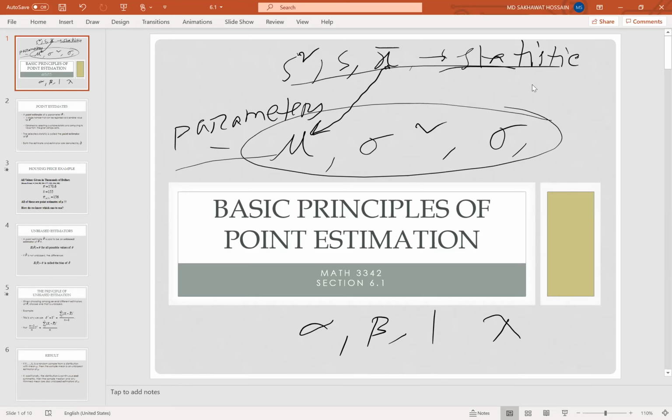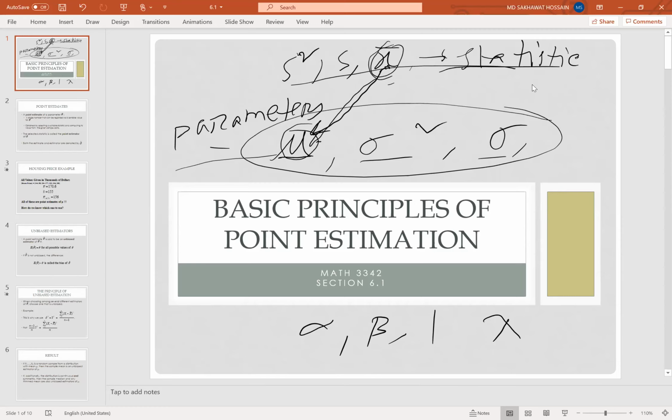So what is point estimation? We do not know the exact value of mu, sigma square, or sigma. So we can collect a sample and calculate statistics. This statistic is related to the population mean mu. X bar is just a single value. So we are making inference about mu based on a single value, based on a point. That's why we say this estimation is a point estimation.